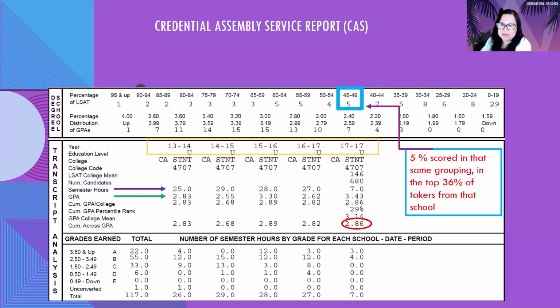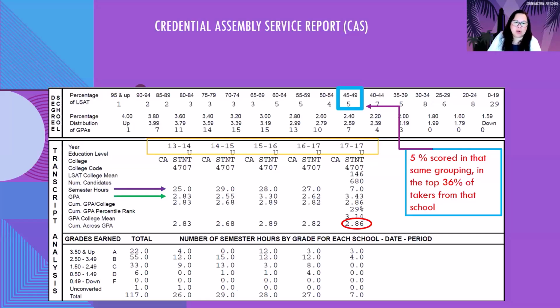Everybody following so far? Okay. So the way we use this is that it helps us if it's a school that we're not that familiar with. We can see how the person did. You can see there's also a row in the far right column, there's a 29%, and it's CUME GPA percentile rank. That tells us the student's class rank.